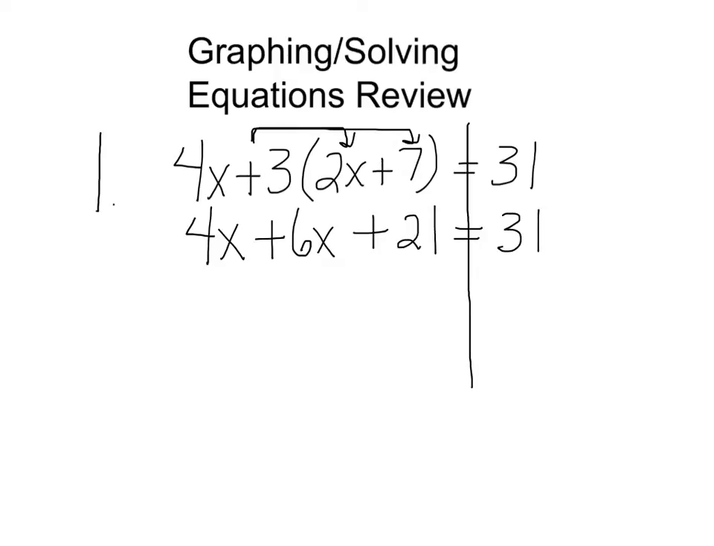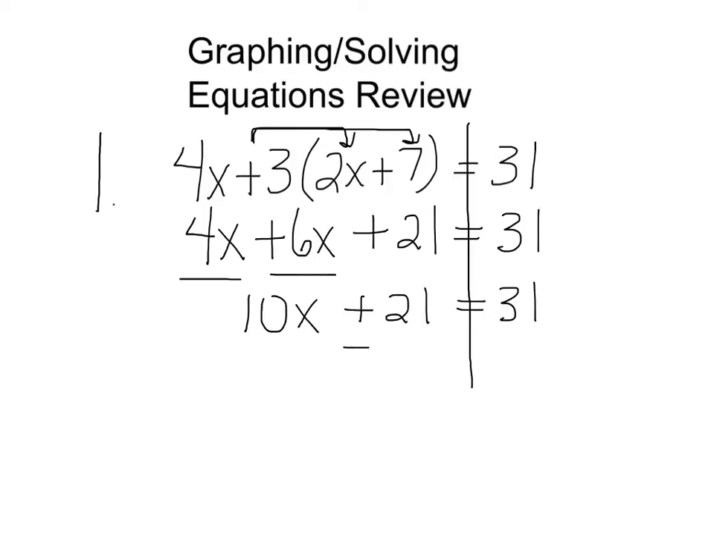The next thing I need to do is combine like terms. I'm going to stay working on the left-hand side. I have a 4x and a 6x, so that gives me 10x's. I still have plus 21 equals 31. And now I'm down to a two-step equation, and I'm pretty confident that you can solve a two-step equation.